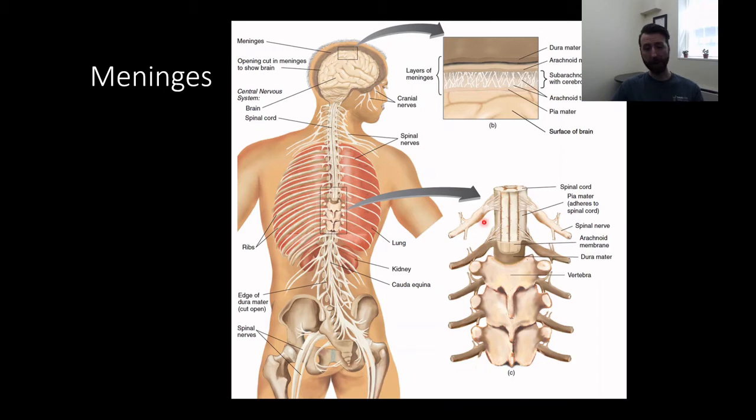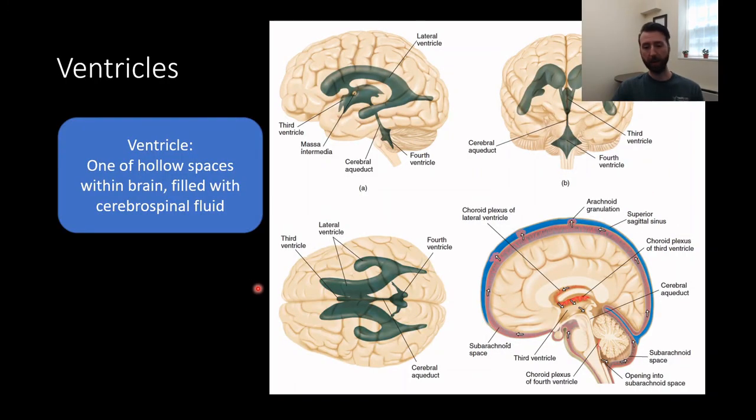You can see also that these meninges exist in the spinal cord. So you can see down the extent of the spinal cord, we have the same structure in place, all the way down to the cauda equina, which is the bottom portion of the spinal cord. It gets its name cauda, meaning tail, and equina, like a horse, because it looks a bit like a horse's tail.